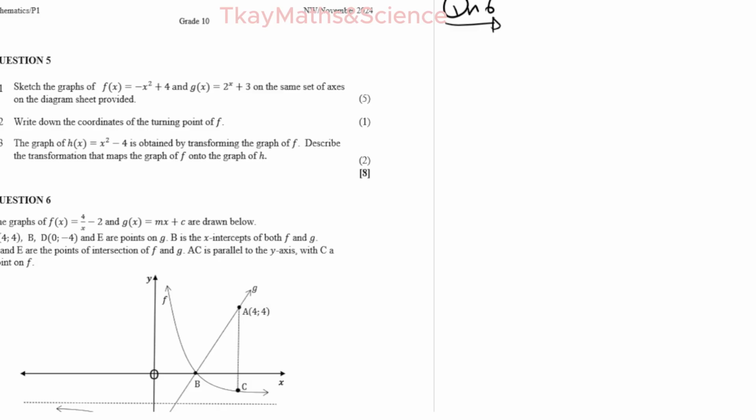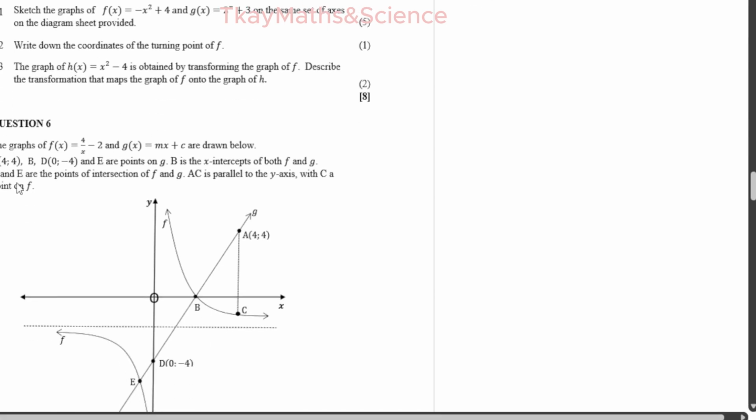Okay, so question 6. Sorry for that. Question 6 is saying the graph of f of x is equal to 4 over x minus 2 and g of x is equal to mx plus c are drawn below. A is the point (4, 4), x is equal to 4, y is equal to 4. Then there's also D, which is x is equal to 0 and y is equal to minus 4, and E are points on g.